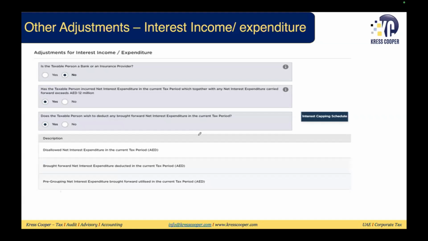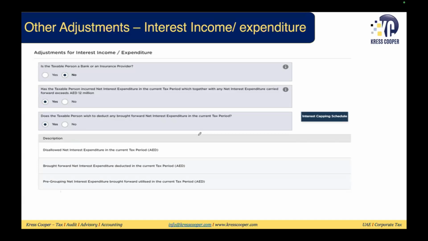Then what are the rules? First rule is this interest limitation rule is not applicable to the banks. This is not applicable to the insurance company. This is not applicable to the natural person. Second thing, qualifying infrastructure project. If you have a qualifying infrastructure project which is working on health, education, a lot of detail regarding this, then you can claim 100% interest while arriving at the taxable profits.